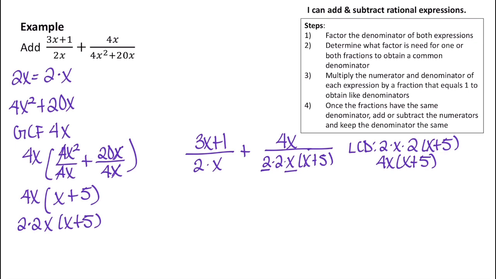So to get that 4x times x plus 5 for the first fraction, I need to multiply it by, let's see, I'm missing a 2, and I also need an x plus 5. So I'm going to multiply by 2 times x plus 5 over 2 times x plus 5. So I'm multiplying by 3x plus 1 over 2x. And so when I do that, I'm going to need to first multiply those binomials together.